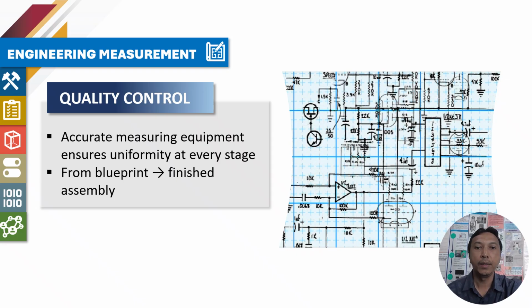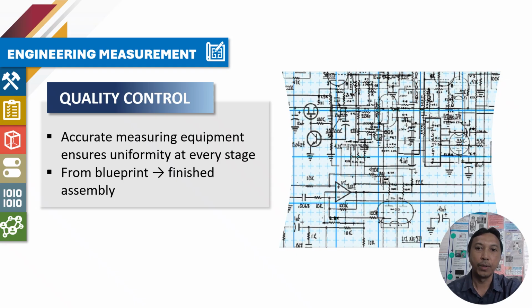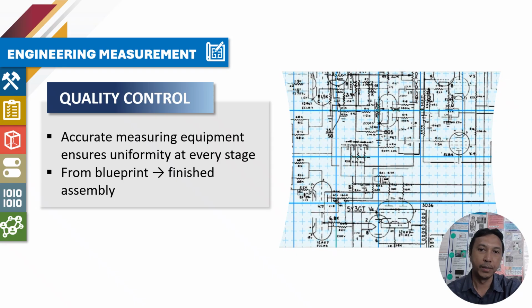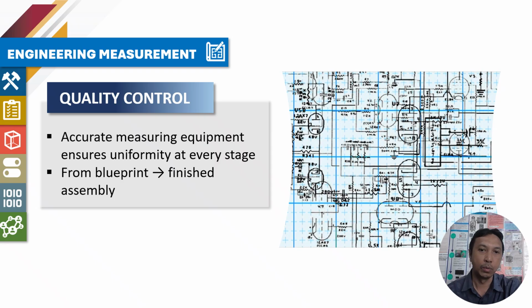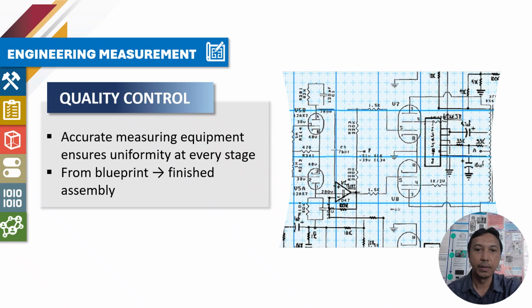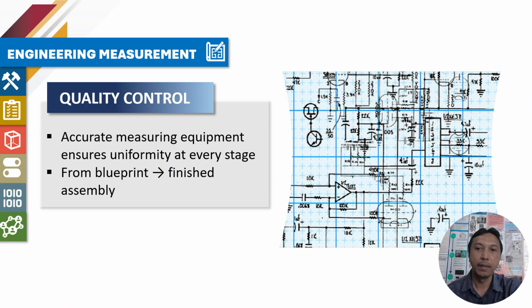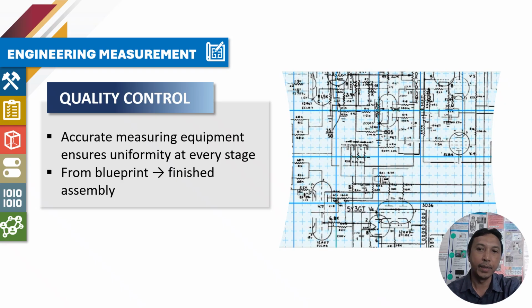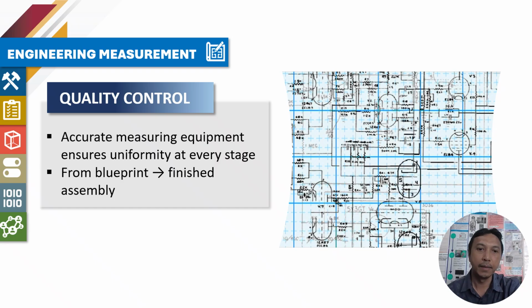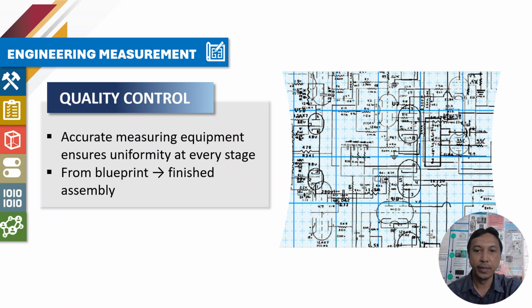To maintain quality, we must also rely on accurate measuring equipment. This allows us to control and ensure uniformity at every step, starting from the blueprints, design, all the way to the finished assembly.